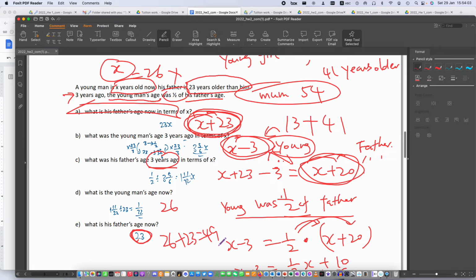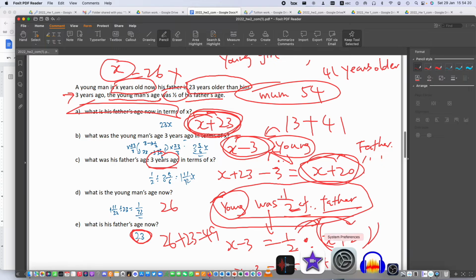The important thing is you need to know how to form the equation out of this. The young man 3 years ago was half of the father's, half of means half times, so it's with a bracket. Are you clear? Okay, good. So I'm going to give you a similar question.